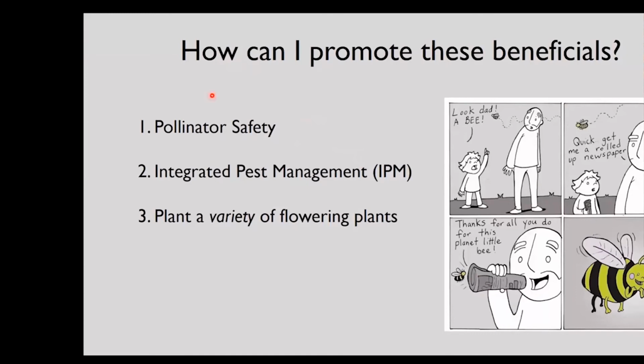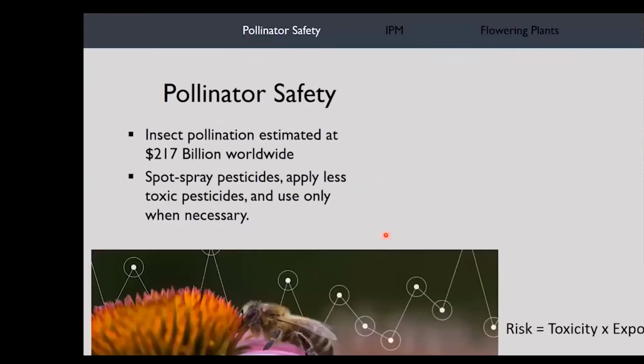And so pollinator safety, IPM, and flowering plants. We'll jump into pollinator safety. Insect pollination is estimated at $217 billion worldwide. So that's from the honey production to just our crop pollination, because the more pollination in our crops, the better the yields of our crop as well.